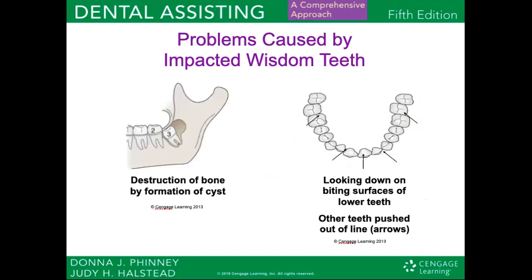So like I kind of discussed earlier, there could be destruction of the bone around the tooth and even the formation of a cyst is possible. And then also crowding. So looking down on the biting surfaces of the lower teeth, we see lots of crowding or misalignment. And that's because we have these back teeth that are pushing, causing a domino effect and making all the other teeth become misaligned.